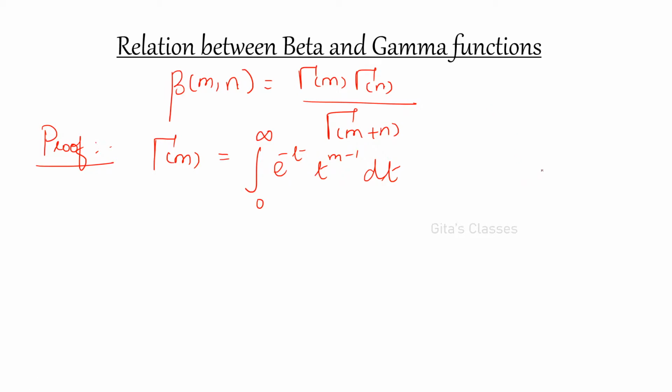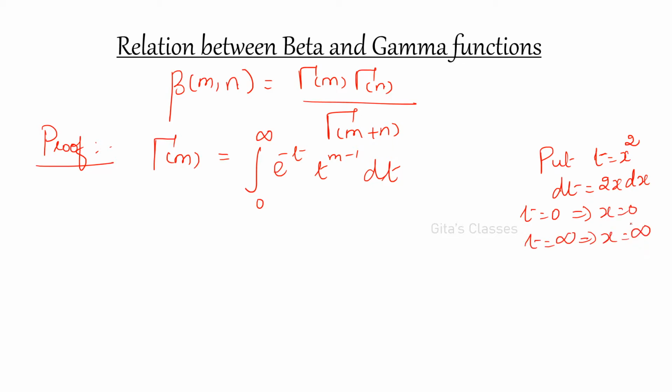Now, for our convenience, put t equal to x squared. I am going to change this variable t to x squared, just for our derivation. Whenever you make a substitution, three things you have to do: dt, then the lower limit and the upper limit. When t is equal to 0, x is also 0. When t is equal to infinity, x is also infinity.